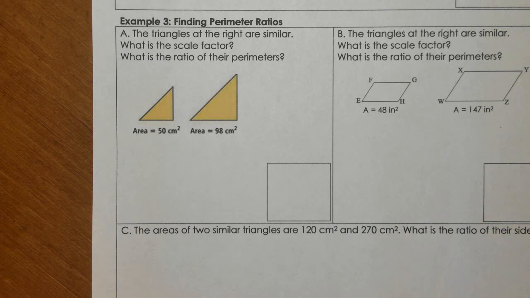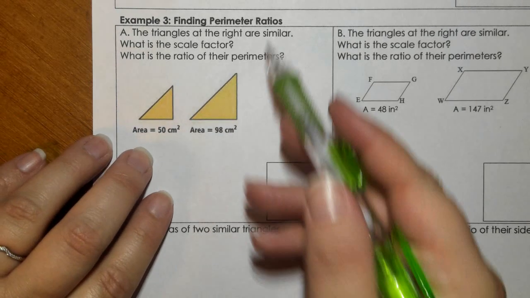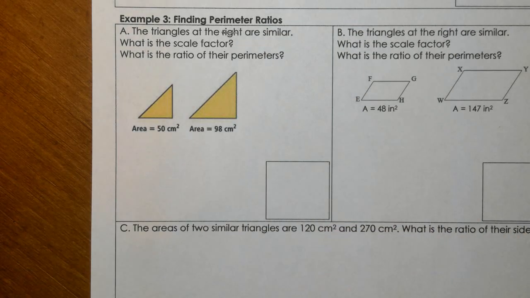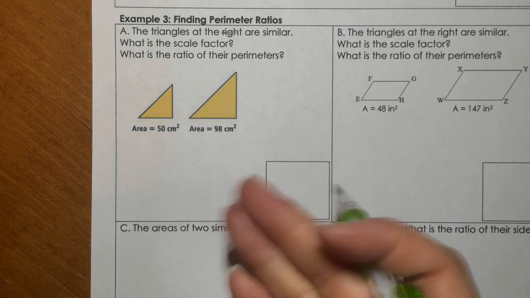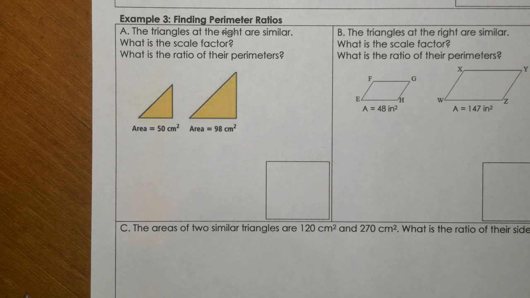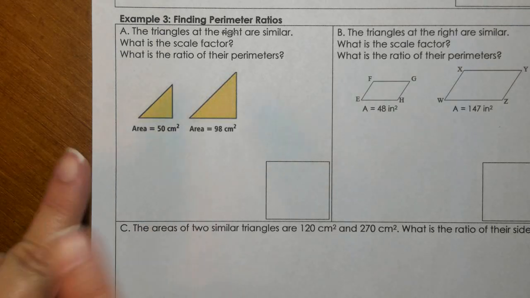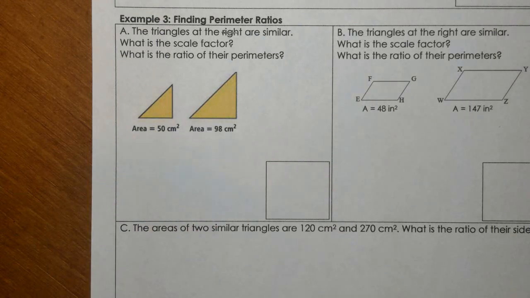All right, moving on. Example 3A. So this one has quite a few things. It says the triangles below are similar. What is the scale factor? And then what is the ratio of their perimeters? All right, so the only thing you're given, though, is the areas. So how do we go from area to scale factor?